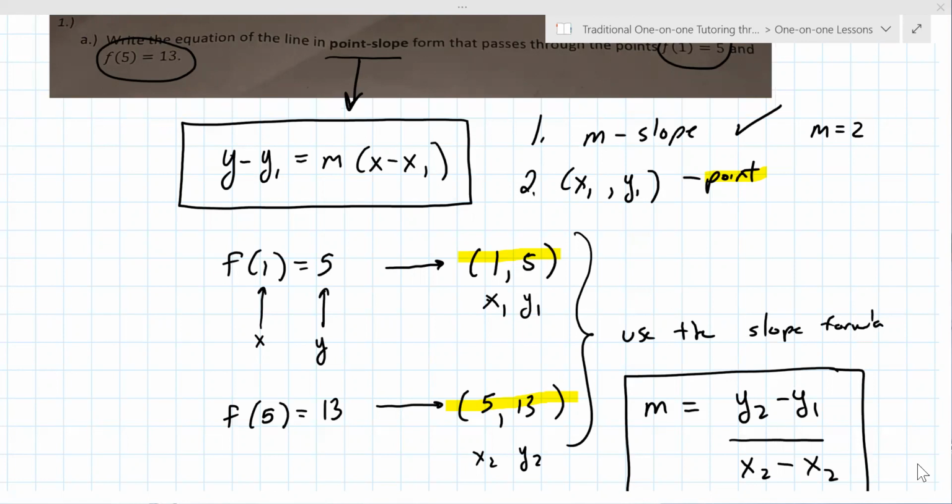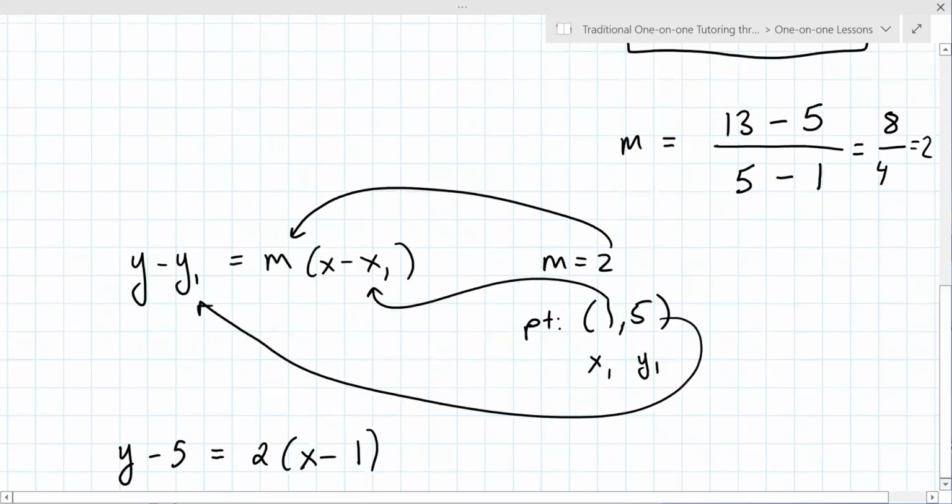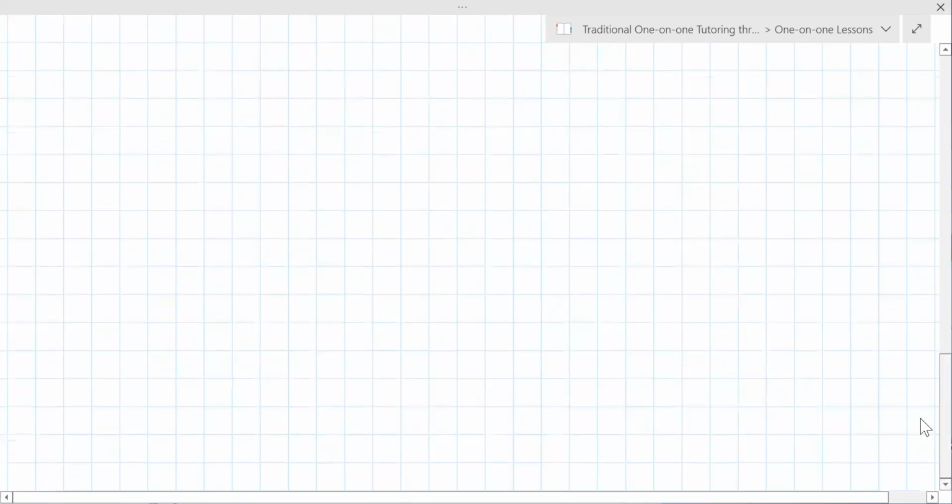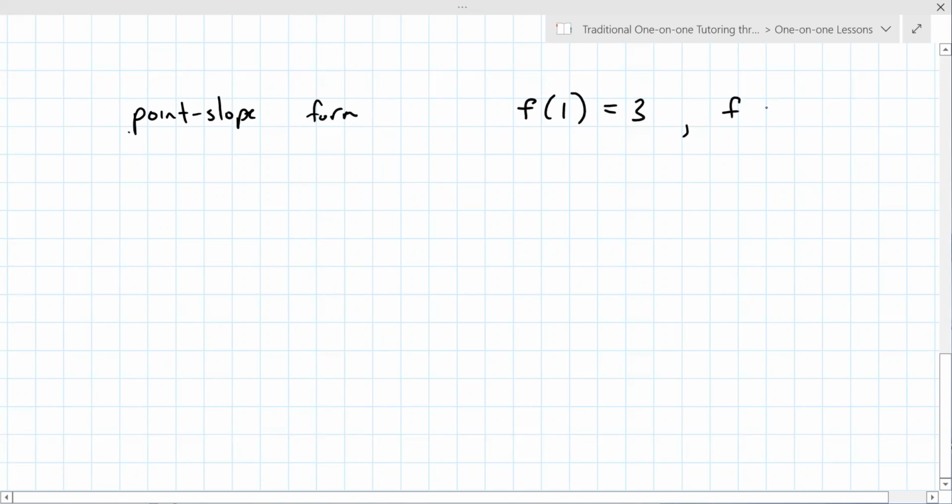Yeah, we could do another one. We should do another one. Okay. So we want the equation in point slope form. F of 1 equals 3 and f of 4 equals 6. Okay. So first thing is point slope form.